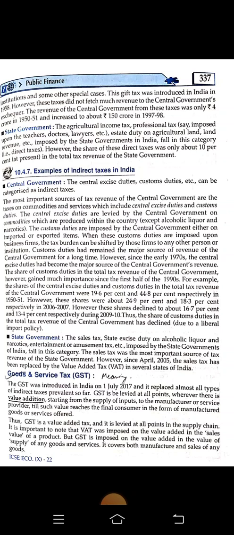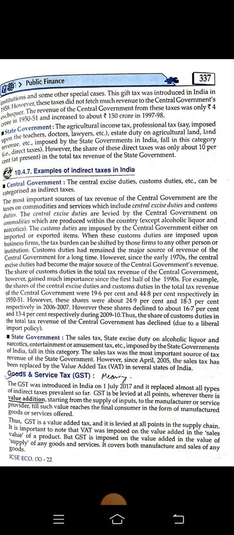So each time, from the cotton to the thread, from the thread as it got woven into the cloth, from a piece of cloth it is coming to a shirt, from the shirt it is going to be sold in the market. You can see how many stages it is crossing, and in each stage we are finding that the value is getting added. With each value addition we are finding a certain amount of tax is getting levied. So this is called the GST.